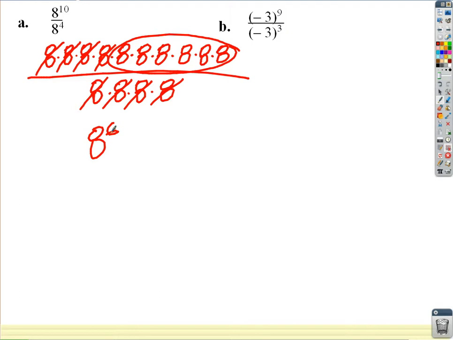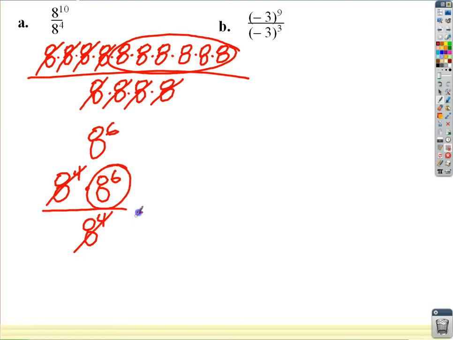Okay, so another way you can look at it too is if you can sort of reverse what we were doing in the previous chapter. So you can say 8 to the 10th is 8 to the 4th times 8 to the 6th divided by 8 to the 4th. Well, this one cancels with this one, and I'm left with 8 to the 6th. Okay?